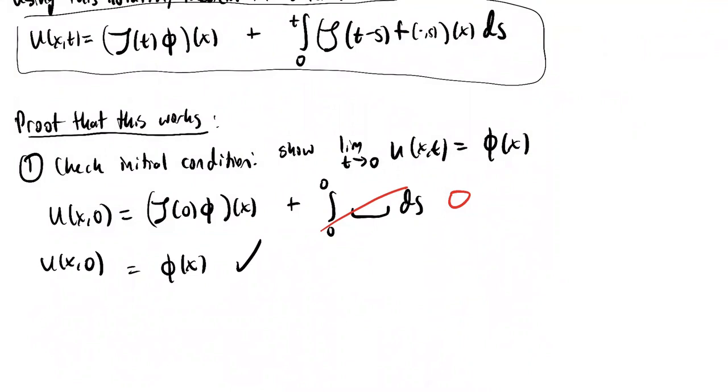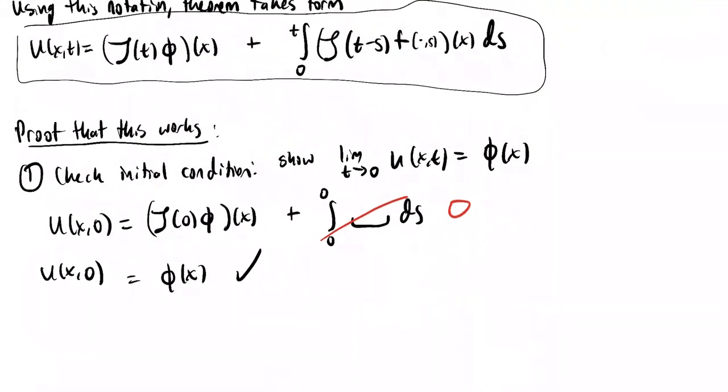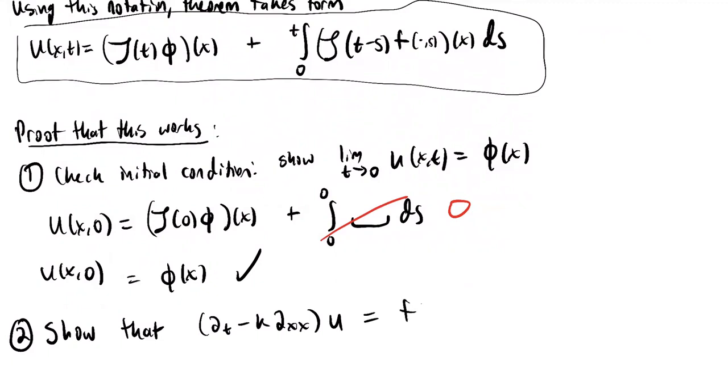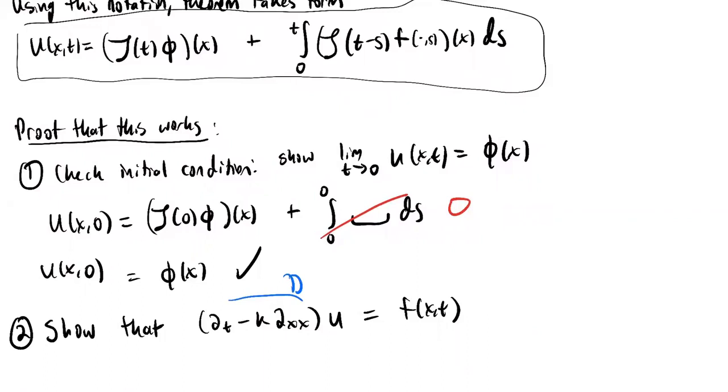Right. And so now the second thing we need to do is show that it's actually a solution to the diffusion equation, the non-homogeneous equation. So I want to show that if I take time derivative minus k times second order x derivative applied to this formula, that I get f of x,t. Remember, I called this differential operator, the diffusion equation operator, capital D. And so we want to show that if I apply D to u, I get f of x,t.